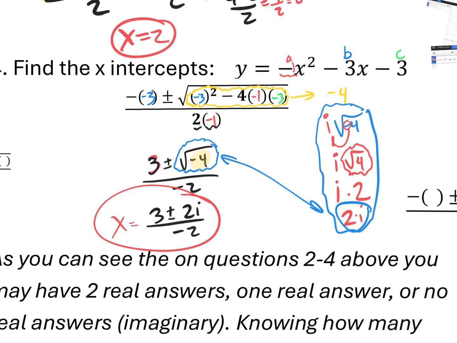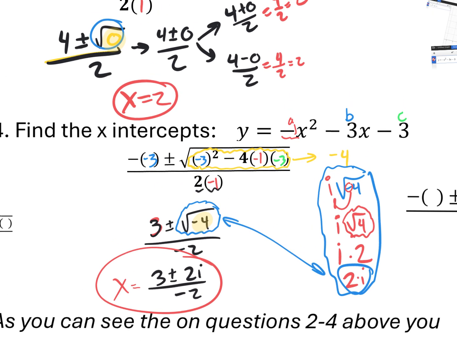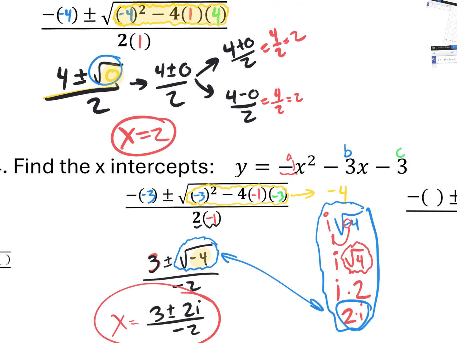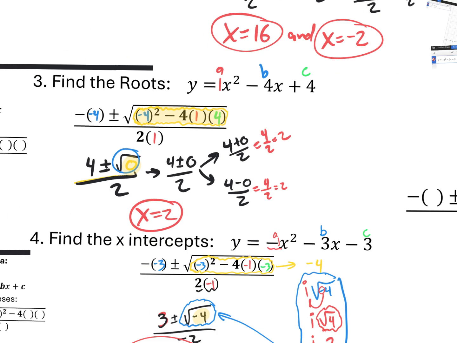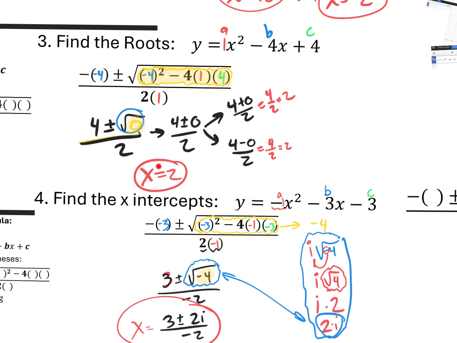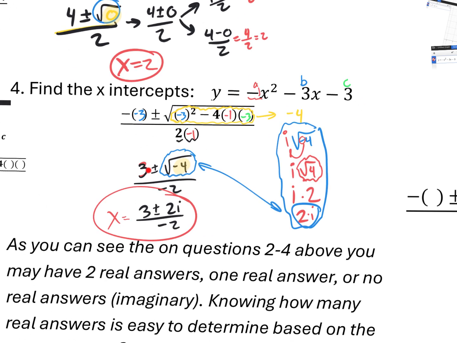So yes, you could use Desmos on some of these to find the answers. If I asked you to solve number 2, you could have graphed it on Desmos and seen that it crosses at 16 and negative 2, and you got the answers. You could have graphed this one on Desmos and seen it only touches at 2. But when you graph this one on Desmos, you see that it doesn't cross, so you're stuck. You have to be able to simplify this and get imaginary answers, okay?